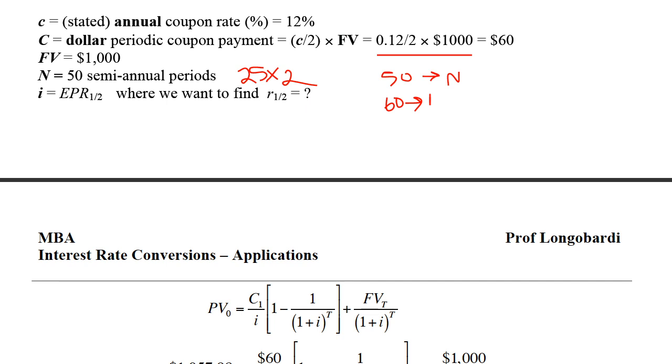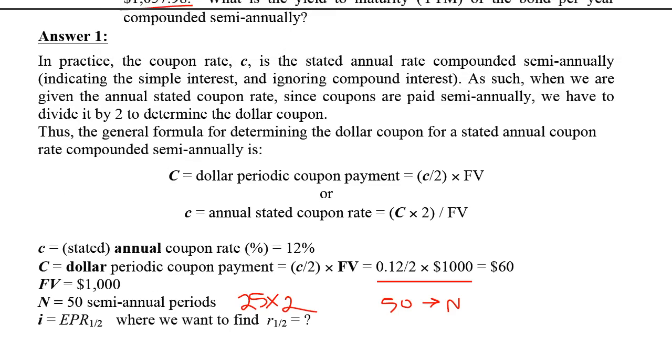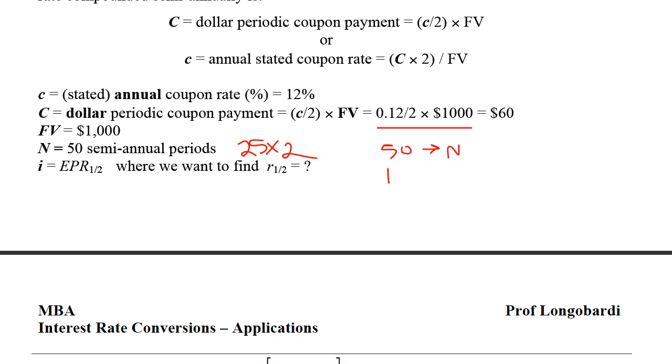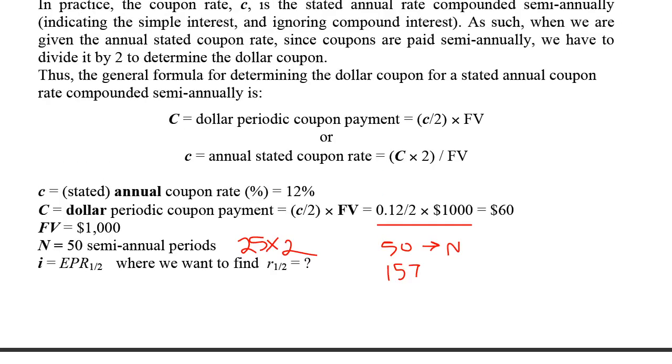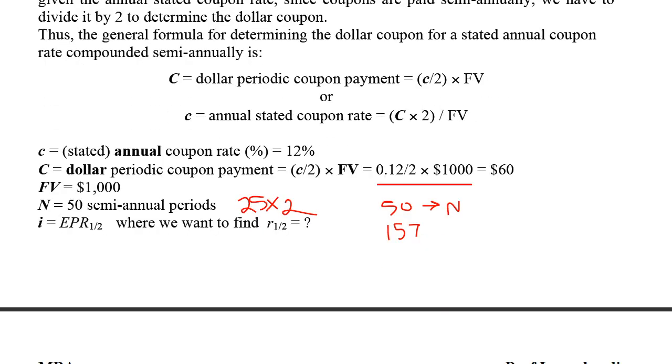Wait, I'm going to put the price first, right? Because that's left to right. So PV is, I got to go back. What did I do wrong? Okay, I gotta do that again. And put that into the PV.